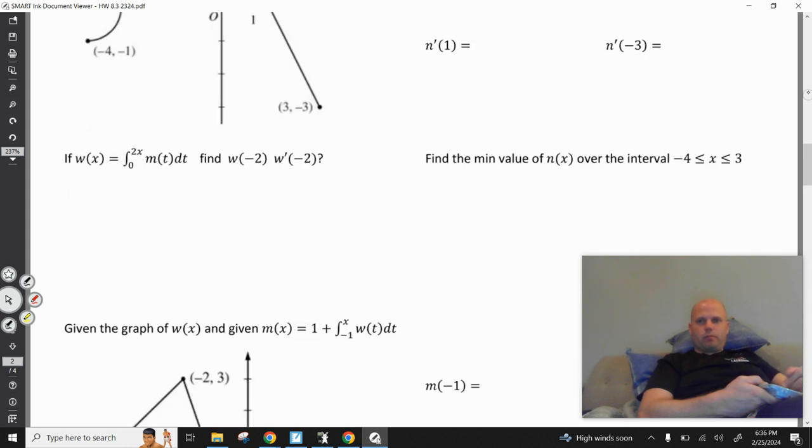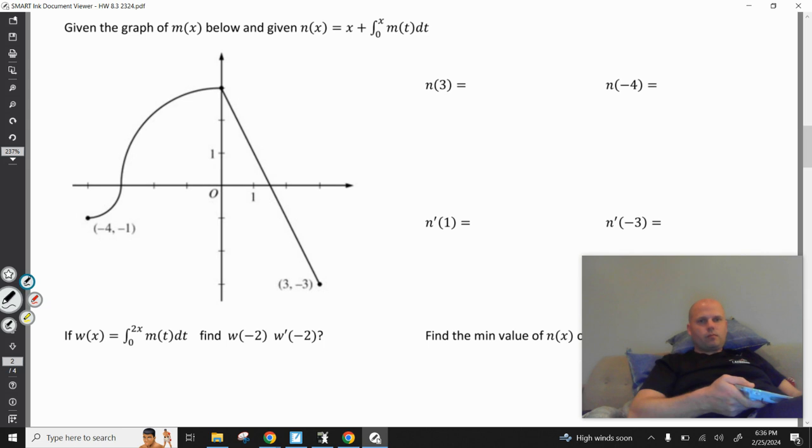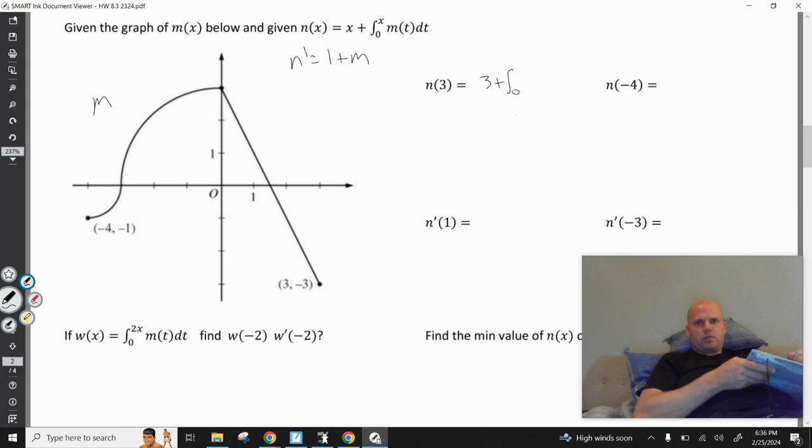Cool. Couple more. All right, x plus the accumulation of m. This is the graph of m. This is not the graph of the derivative, unfortunately, because the derivative is 1 plus m. You have to write that down. N of 3 is 3 plus the accumulation from 0 to 3 of m. 0 to 3. Why did I do that?